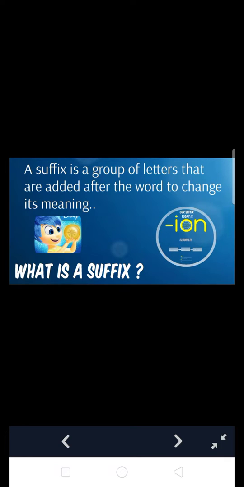Regarding the phonics this term, we have more than one suffix. But today, inshallah, we are going to tackle one of them. But let's at the beginning revise or review the meaning and the function of the suffix. A suffix is a group of letters that are added after the word to change its meaning. So we add a group of letters to the ending of the root word to change its meaning completely. Let's see what today's suffix is.